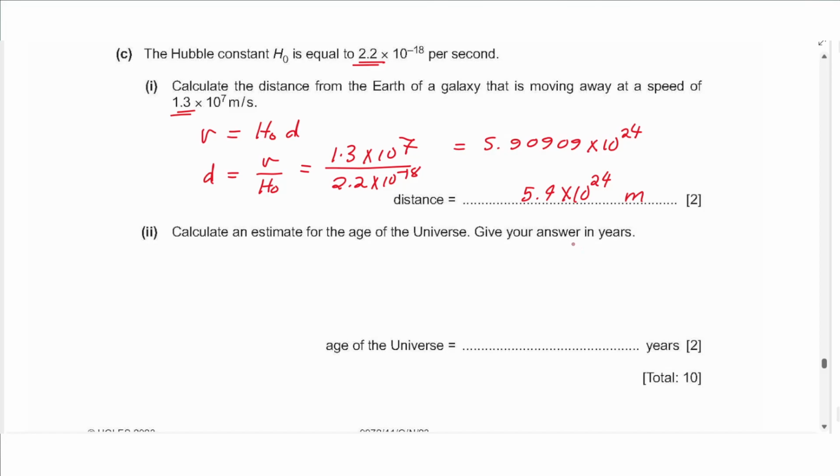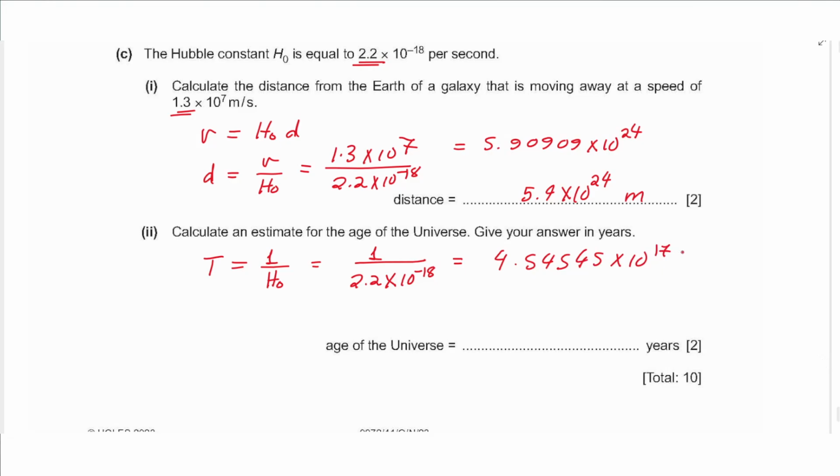Give your answer in years. So to calculate the age of the universe, we divide 1 by the Hubble constant. So that is 1 divided by 2.2 times 10 to the power of negative 18. That gives an answer of 4.5454 recurring times 10 to the power of 17 seconds. Now we need to divide that by 365 days, 24 hours, 60 minutes, and 60 seconds. That gives an answer of 1.44 times 10 to the power of 10 years, or approximately 14.4 billion years.